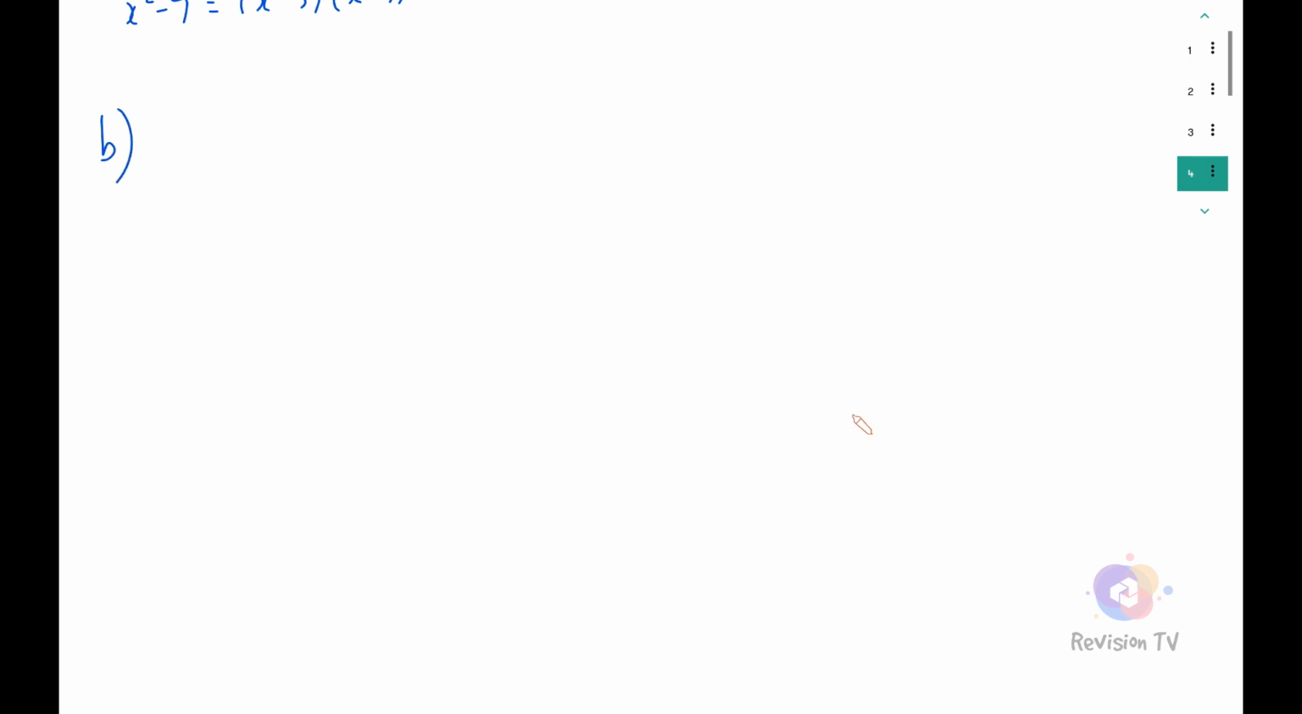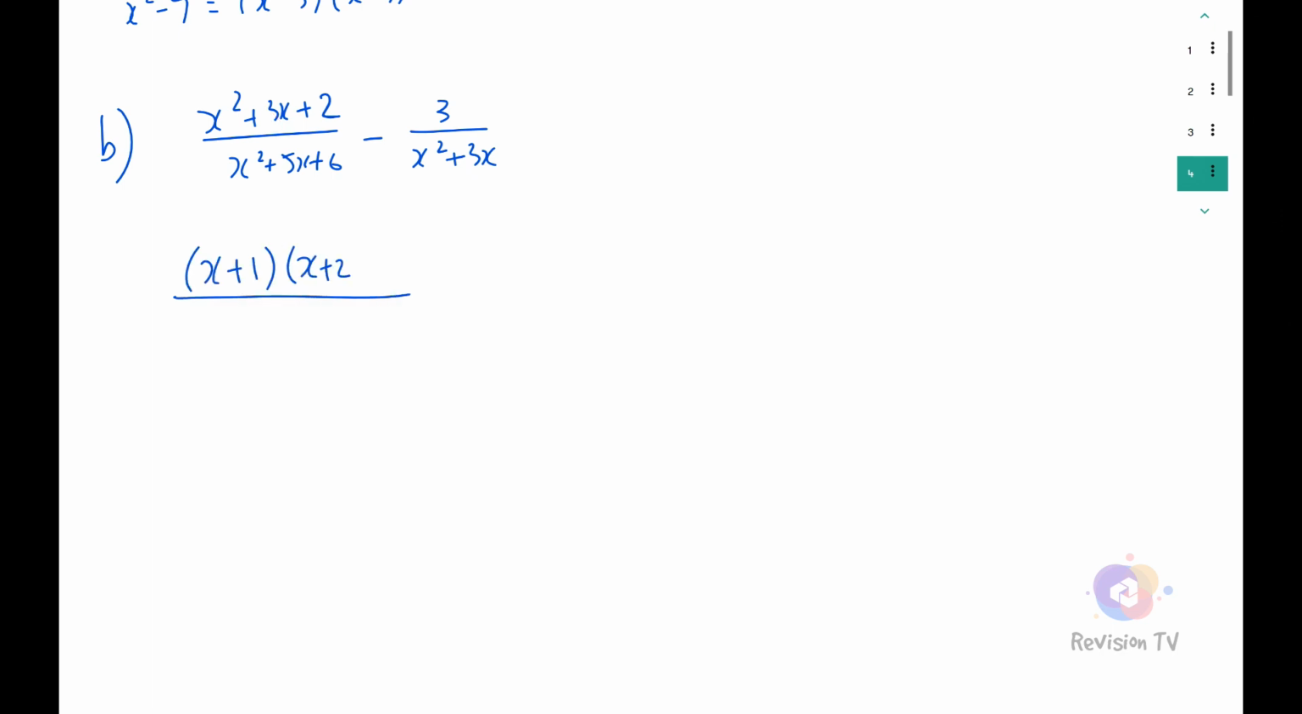For question B, let me write the question. So here's a question. Now you can see the quadratics top, bottom, and also in the second fraction. So if you can factorize anything, do factorize everything. To give you the best chance to simplify anything before we can add and subtract. So we're going to first simplify each of them. So we can simplify this one into x plus 1 over x plus 2. This one, x plus 2 times x plus 3, subtract 3 over. This one, we can factorize an x out, so it'll be x plus 3.